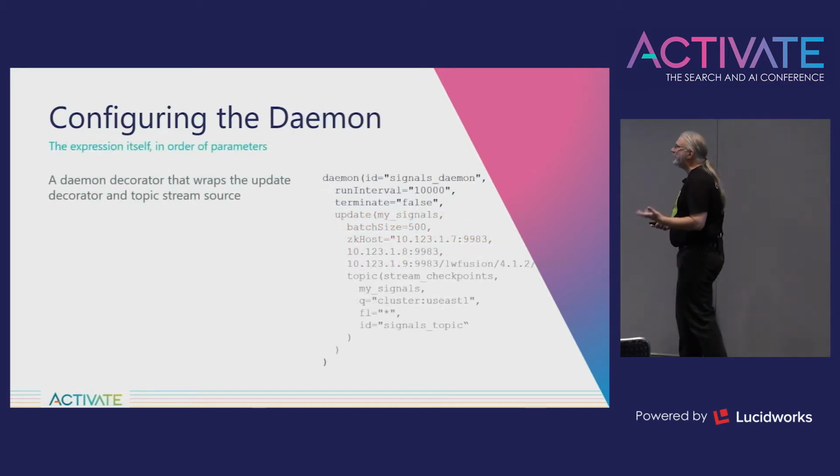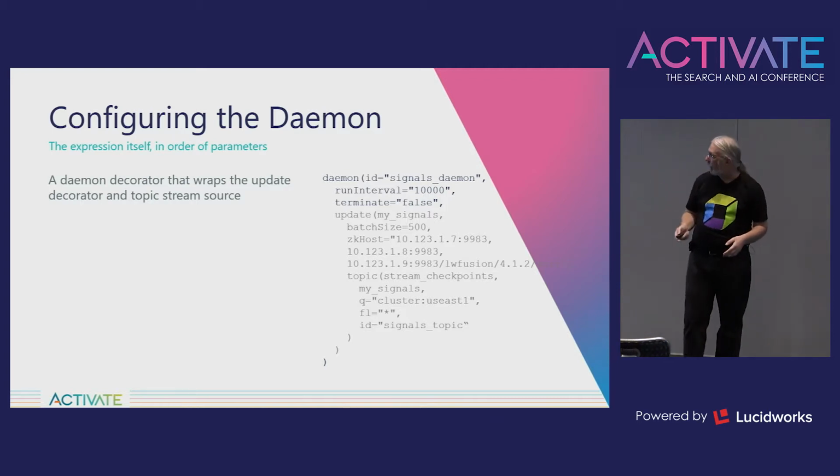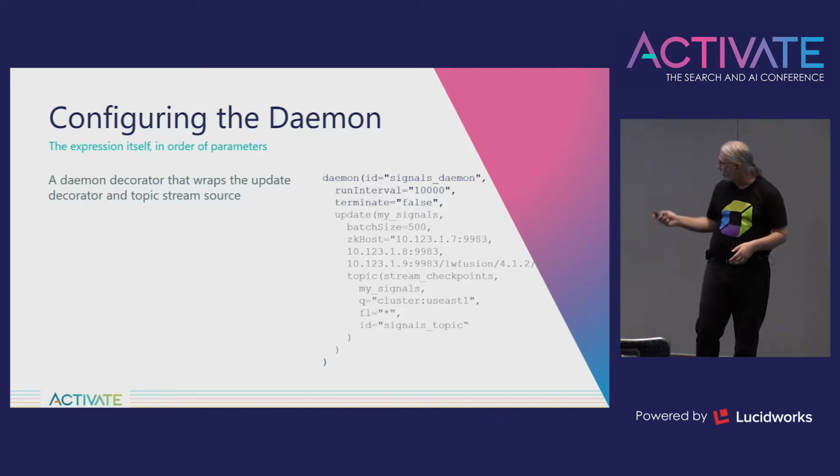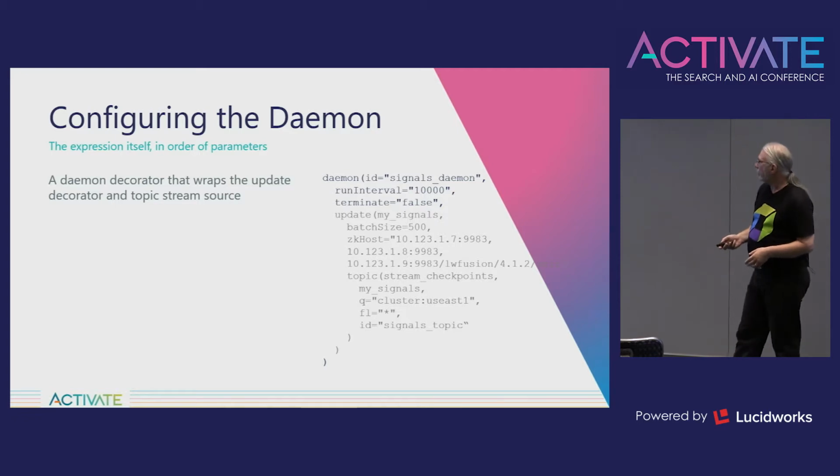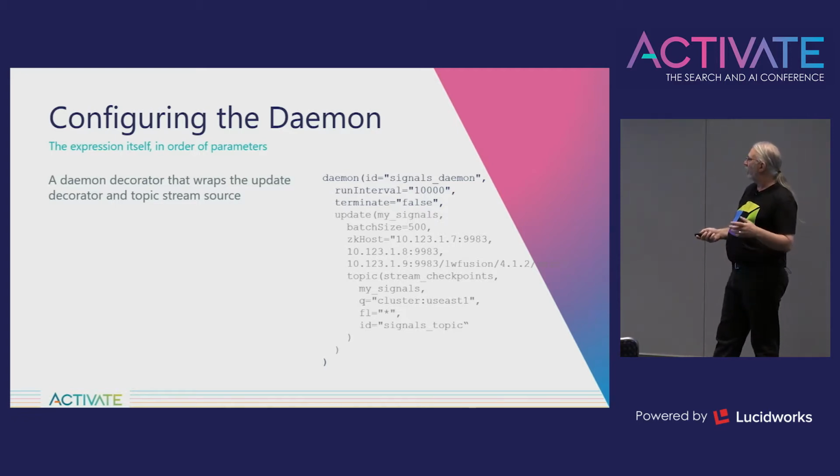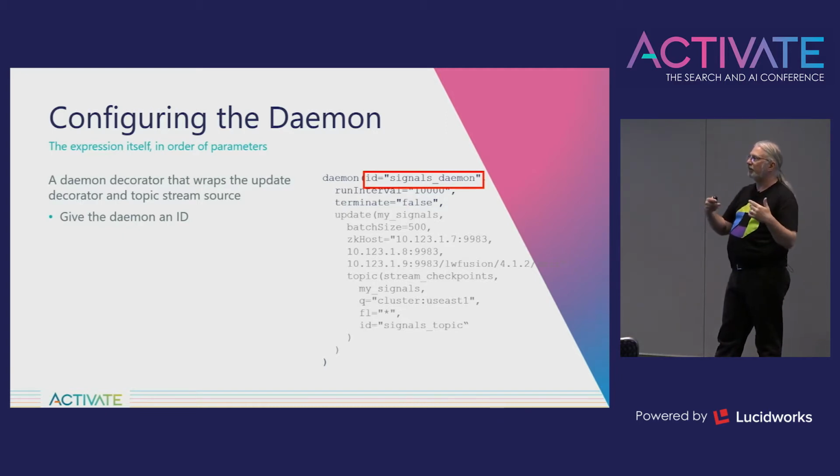Now we get to the Daemon, which is the third thing we're wrapping. Notice we have the update and the topic already in the payload here. So the Daemon is a decorator that's going to tell us what they actually run. It's going to sit in memory as a thread, and it's going to run this as a repeating execution, kind of like a cron job.